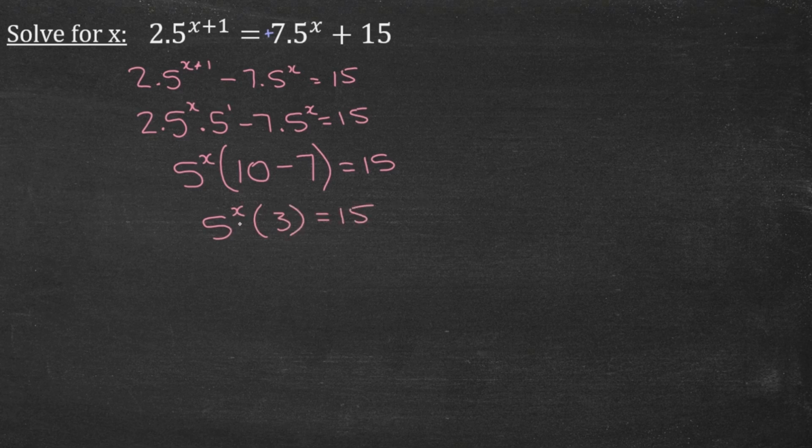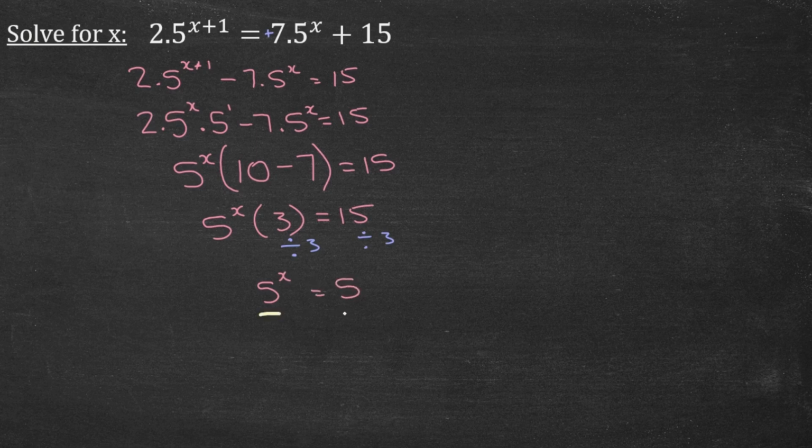Now we still need to write this 5 to the power of x on its own. Now this 5 to the power of x is multiplied by 3. So I get rid of it by dividing by 3. So what you do on the one side, you have to do on the other side. That gives us 5 to the power of x equals 5.